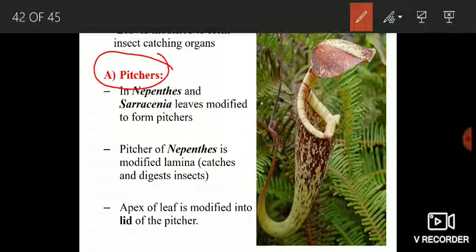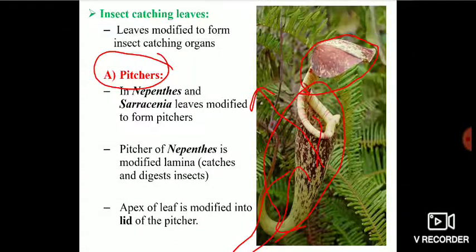In some plants like Nepenthes and Sarracenia, the leaves get modified to form pitcher-like structures. Here you can see this is the picture of Nepenthes. This pitcher has developed as a result of modification of the leaf. This is actually the lamina which has got modified to form the pitcher, and the apex of the leaf has got modified to form a lid-like structure, and when the insect gets trapped inside, the lid gets closed and the insect is digested and absorbed.